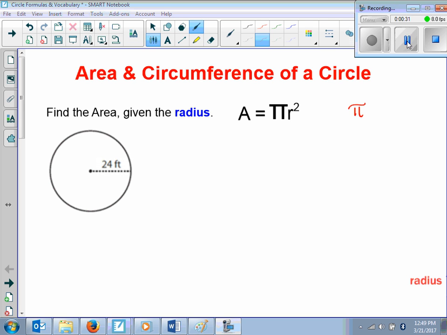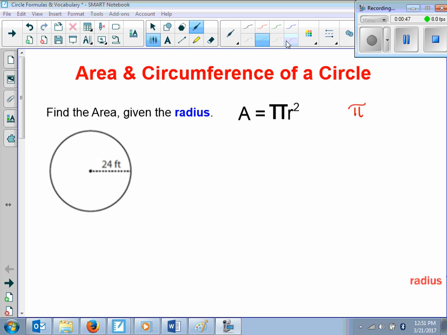right? Now, you write your formula, then you're going to write your substitutions. You're going to fill in what you know, and then you're going to simplify. So it's formula, substitution, and then simplify to get your answer, okay?